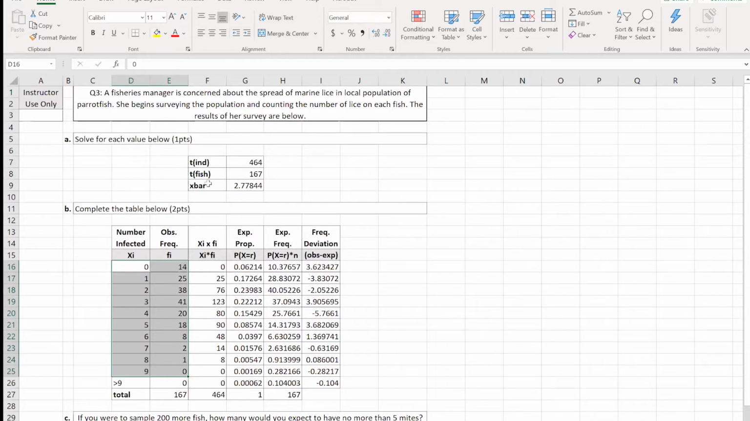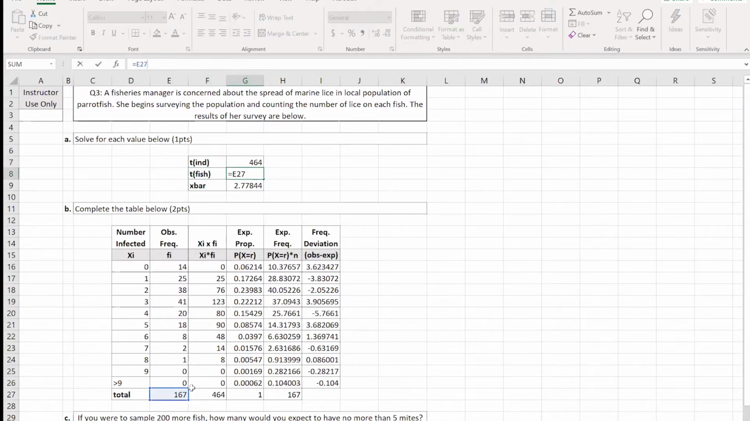Again, it's kind of a thing where you have to do a little bit of back and forth here. So the total number of fish is the sum of all, oh, sorry. Oh yeah, that is right. So for each fish sampled, there could be any number of lice on that fish. We've observed 14 fish with no lice, 25 fish with 1 lice, 38 with 2. So in total, we surveyed 167 fish.